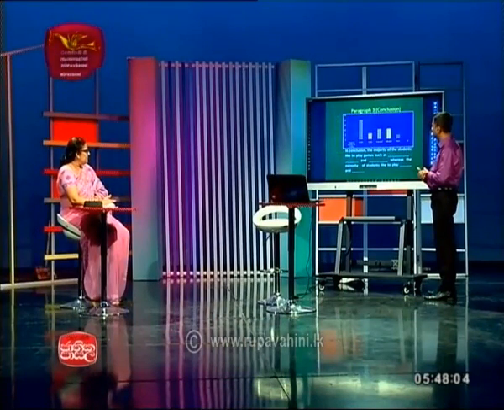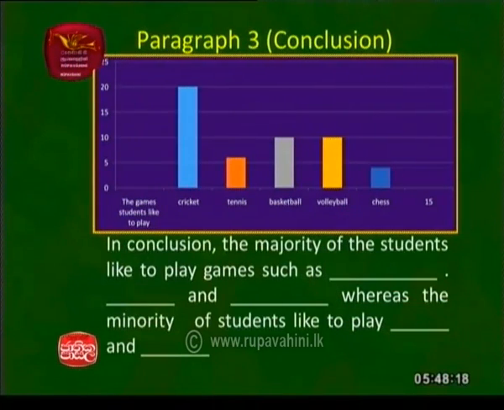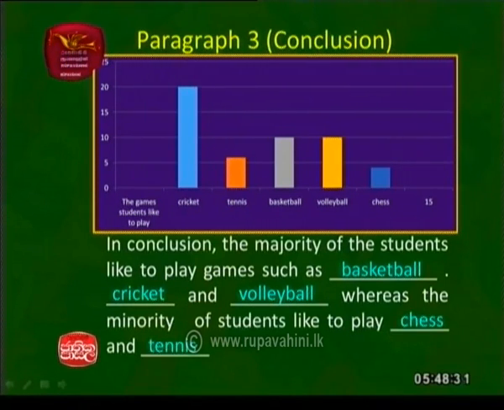Few students like to play tennis and chess, a different manner. Now the conclusion. This is very important, children. That is the general idea that you want to convey out of this. In conclusion, the majority of the students like to play games such as basketball, cricket. Majority means most liked. And whereas the minority of students like to play chess and tennis.